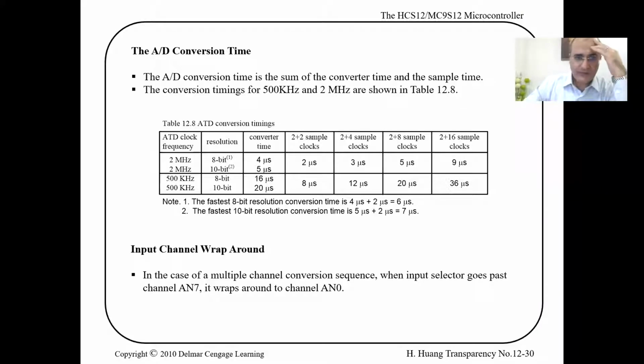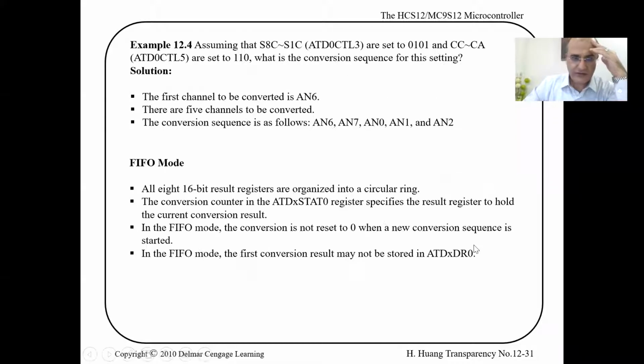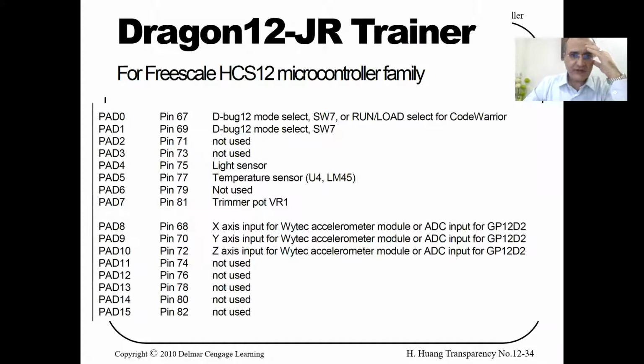So this is from the Dragon 12 data sheet. I pasted it here. These are the built-in sensors. We have a light sensor connected to port AD4, analog port 4. We have a temperature sensor connected to analog port 5. We have a potentiometer connected to analog port 7. Right, straightforward. Let's do this.